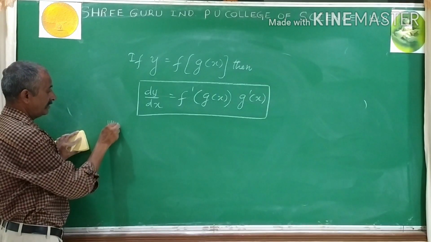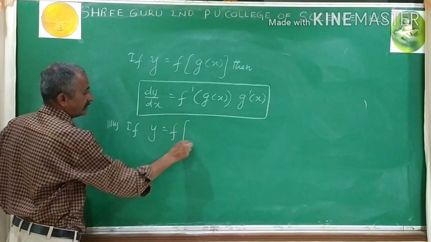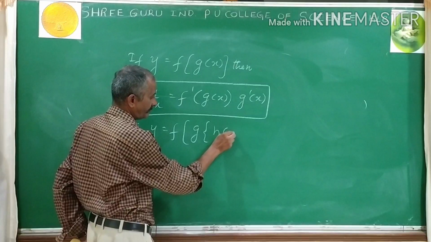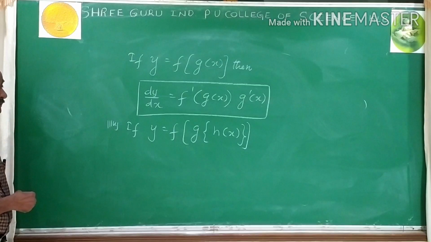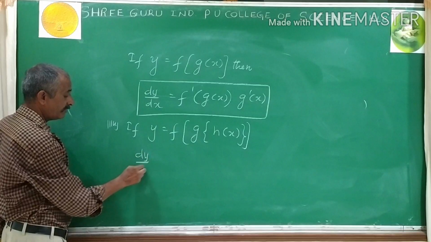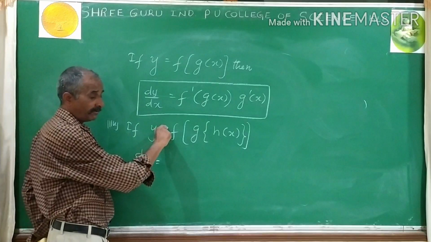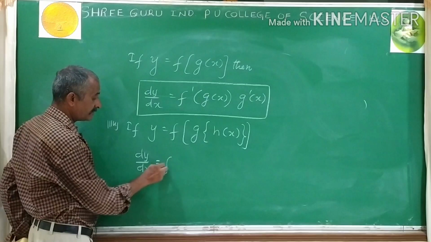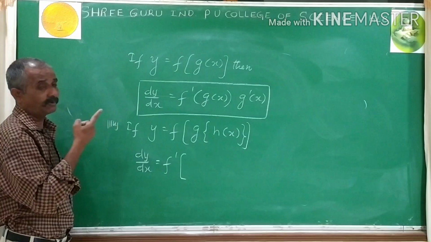Similarly, if y equals f of g of h of x, here there are three functions, namely f, g, as well as h. Now dy by dx will be equal to, you have to give importance to the first occurring function, followed by the next, followed by the next. The first occurring function is f, so the differentiation of f will be f dash.